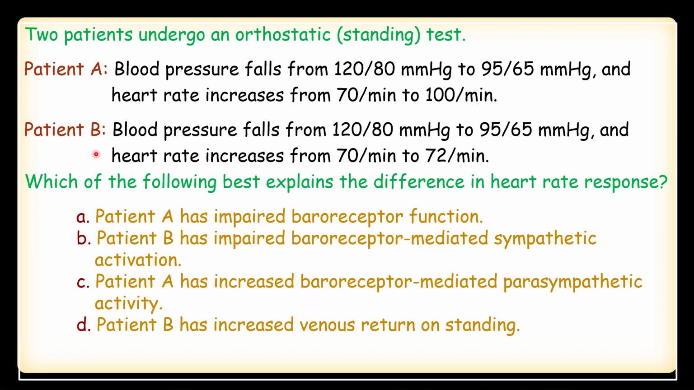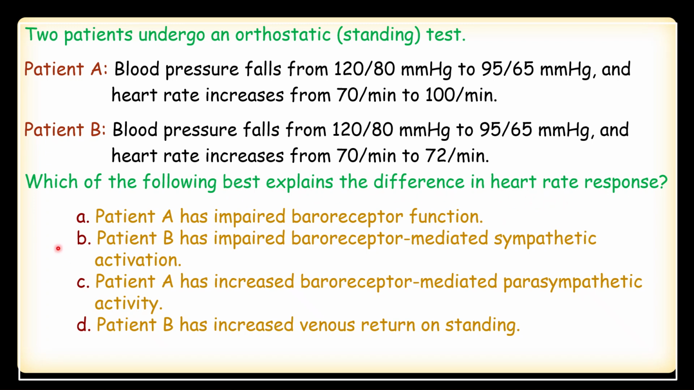In patient B, the blood pressure falls from 120/80 millimeters of mercury to 95/65 millimeters of mercury, and heart rate increases from 70 per minute to 72 per minute. So the question is, which of the following best explains the difference in heart rate response?